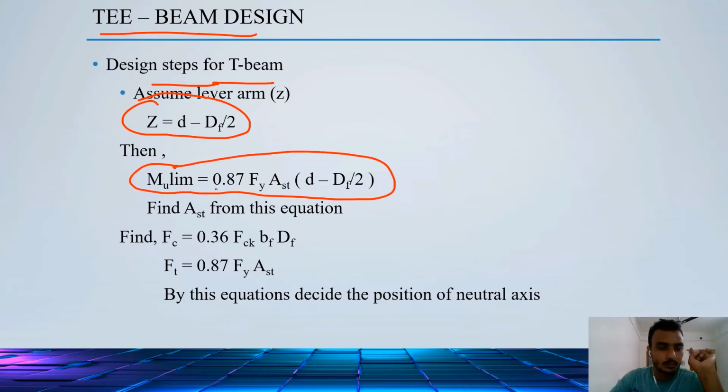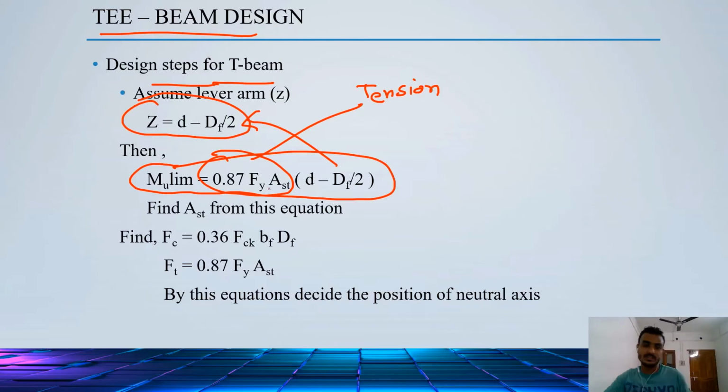Mu limit is equal to 0.87 Fy AST into D minus Df by 2. D minus Df by 2 is the lever arm, and 0.87 Fy AST is the equation for the tension on the steel at the tension zone. Find AST by this equation. We can find the area of steel in the tension zone. Then after this the design is completed, but we have to check FC and FT. FC is the force of compression, FT is the force of tension.